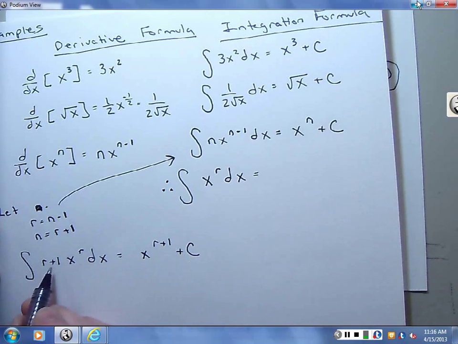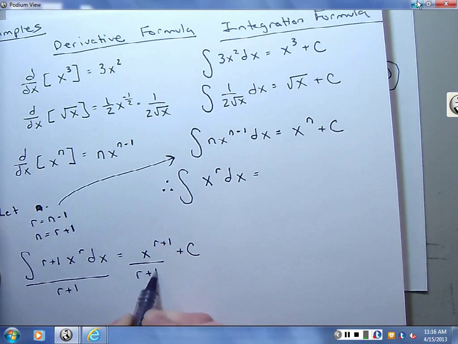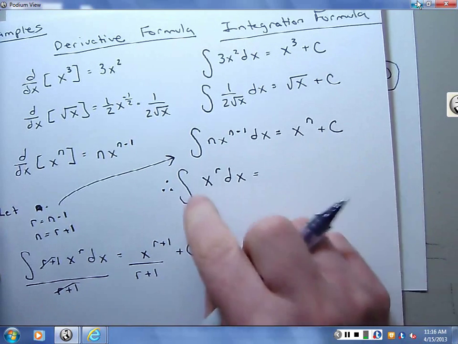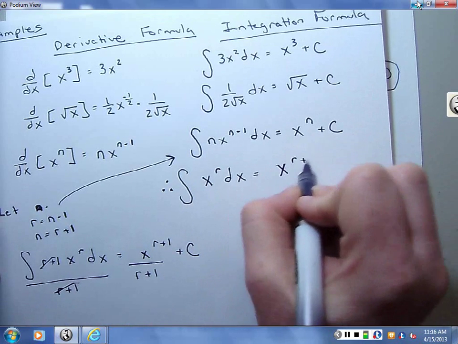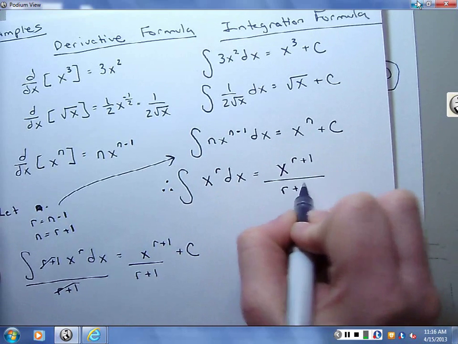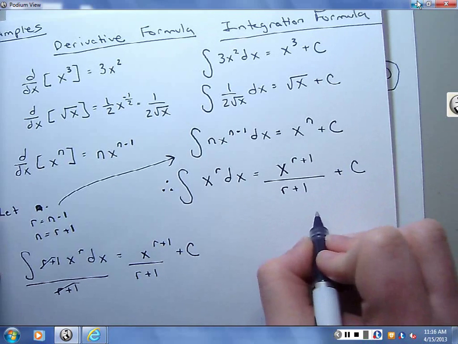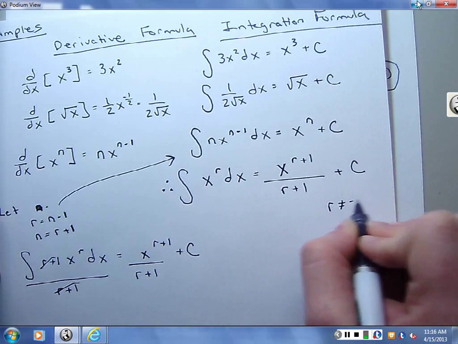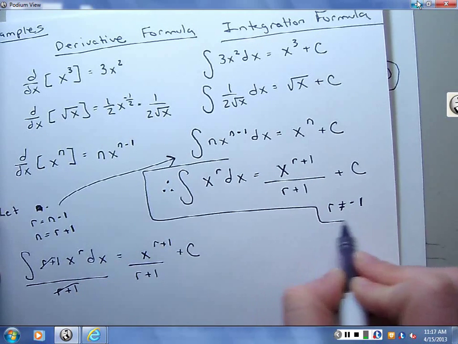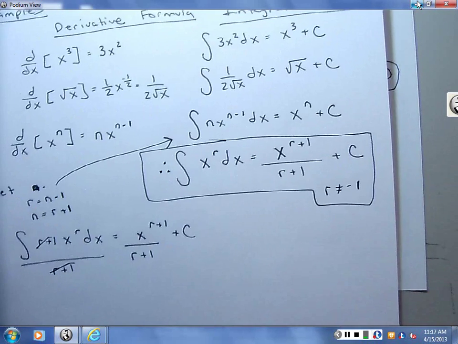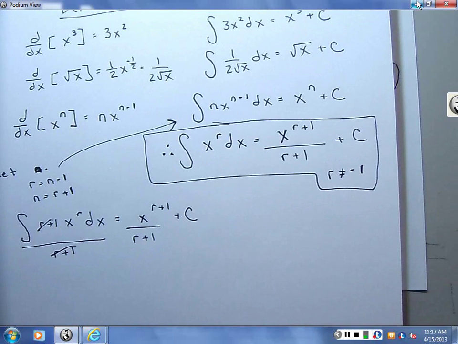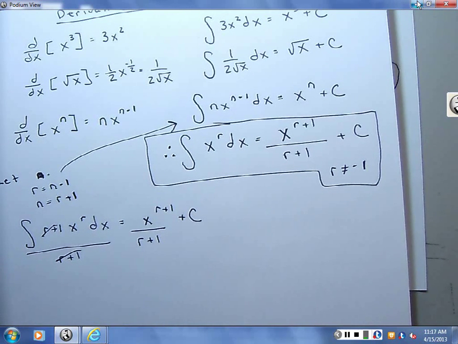r plus 1 is a constant. So I can divide this side by r plus 1, and I divide this by r plus 1. That gives me that the integral of x to the r is x to the r plus 1 over r plus 1 plus c. And then keep in mind that r cannot equal minus 1. So really, this is the preferred way to view the integral of x to a power, because we don't always have it in the form of a derivative of a function. It's nice when we have that, but sometimes that constant might not be there.